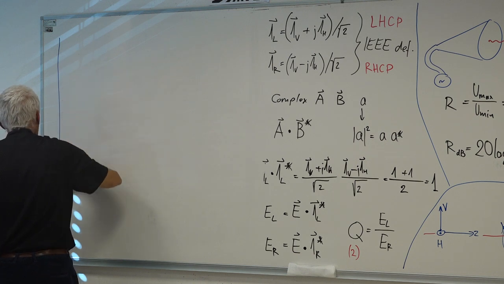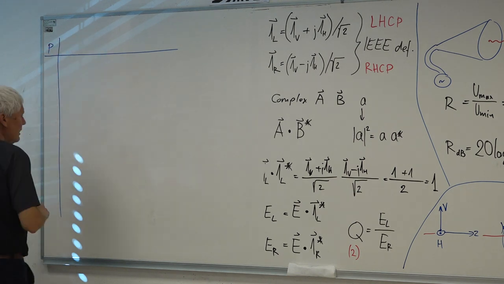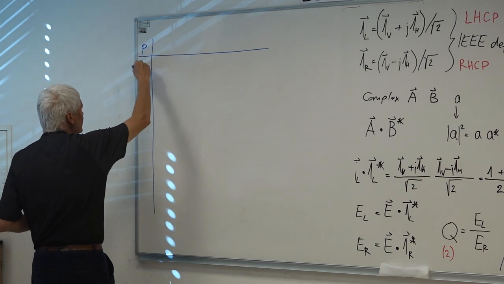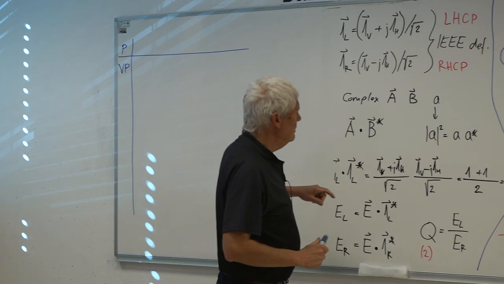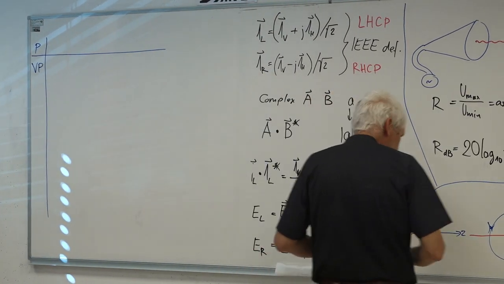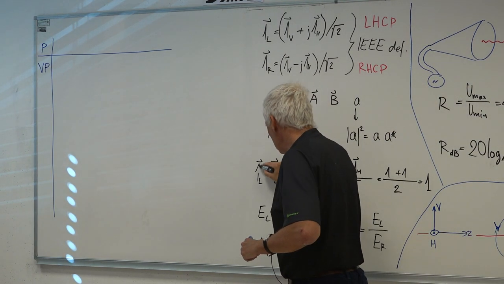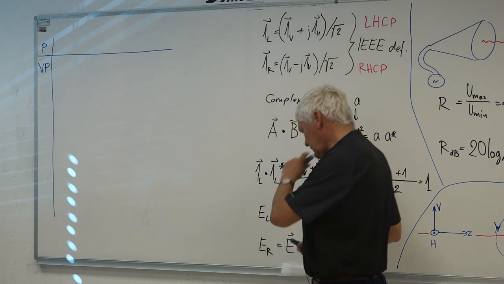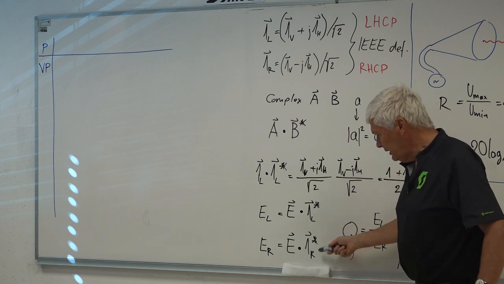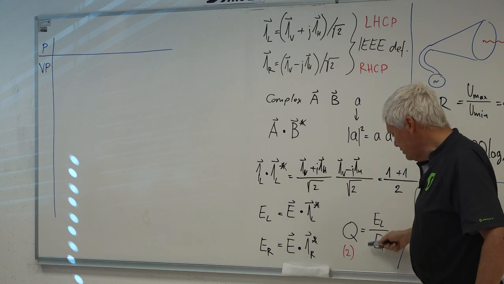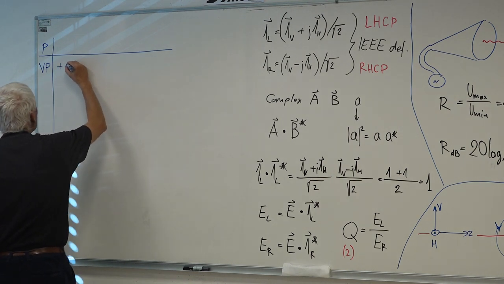In the first column of my table, I will describe what polarization I have. My first example will be vertical polarization. With vertical polarization, my field only has a vertical component. If E only has a vertical component, here I get 1 over square root of 2, and here I also get 1 over square root of 2. The ratio of this is exactly plus 1. This is Q now.